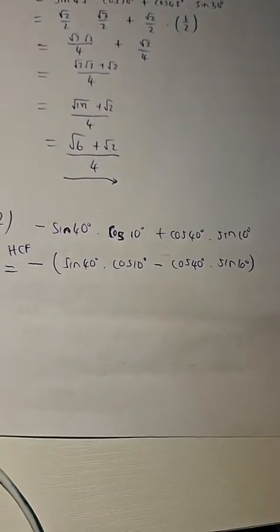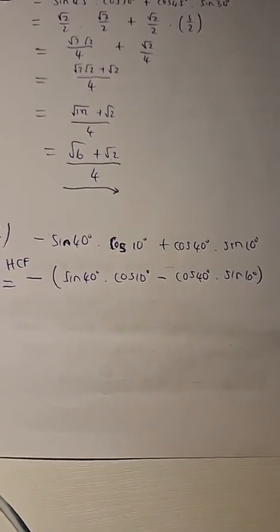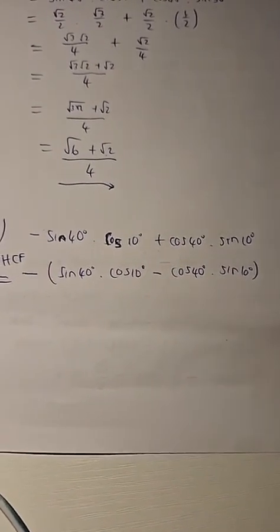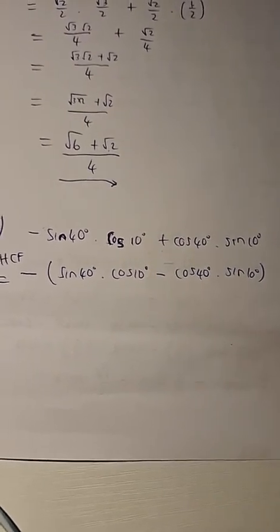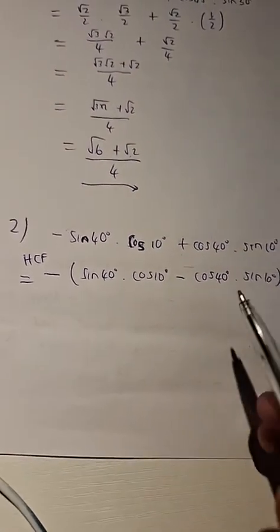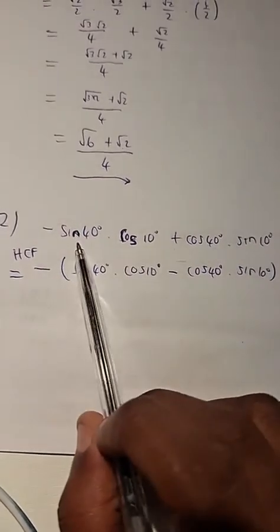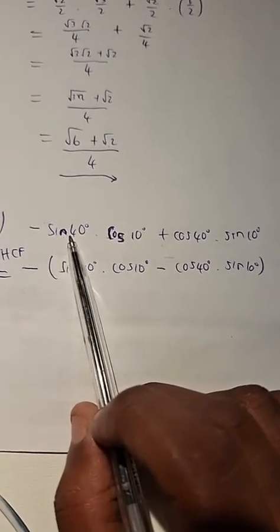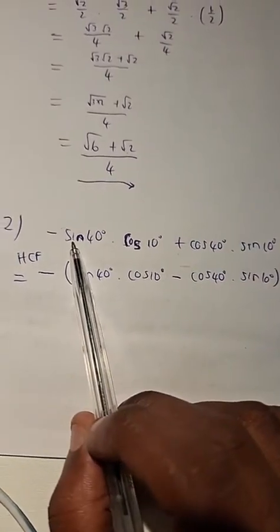In trig in grade 12, you find that most of these problems, the only reason why for some people trigonometry is difficult is because their algebra, simplification and factorization is not on point. So you need to cultivate that skill of being fluent in your factorization and your simplification. So what we've just done here, we've realized that this is sine 40 cos 10 plus cos 40 sine 10, but the first term is negative.